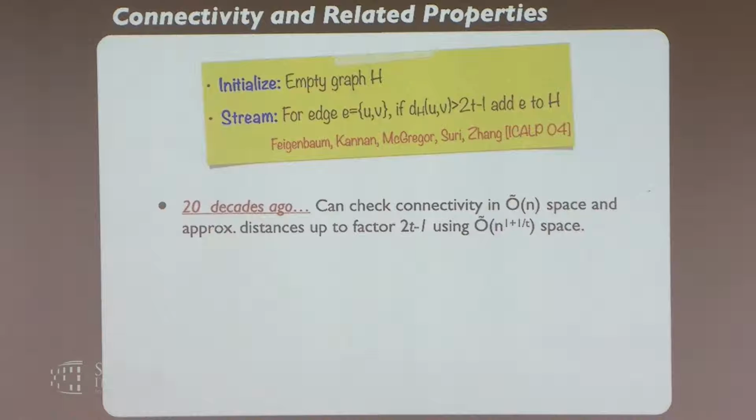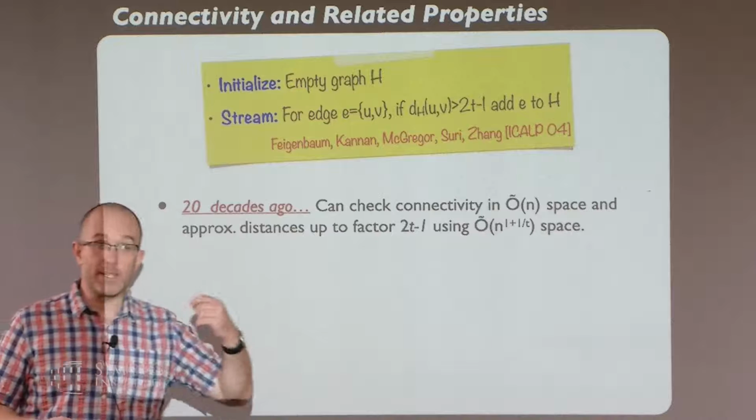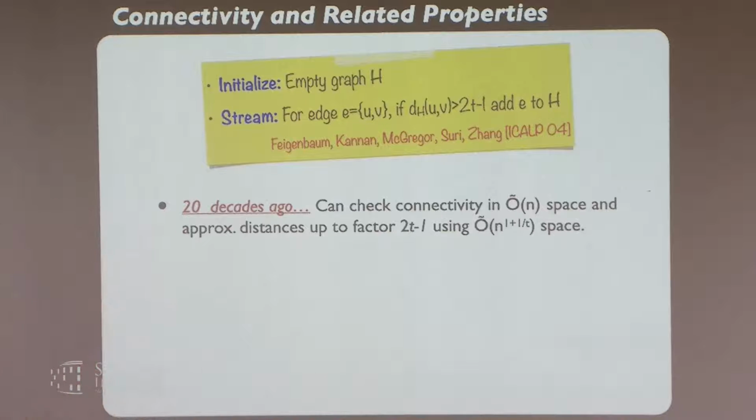You can actually do slightly more than this. If the set of edges you're maintaining is H, rather than asking does this edge complete a cycle, you ask, does it complete a short cycle? If it does, you ignore the edge. If it doesn't, you store the edge. Then you actually approximate distances up to a factor of order t with slightly above semi-streaming space. Okay, that was 20 years ago.